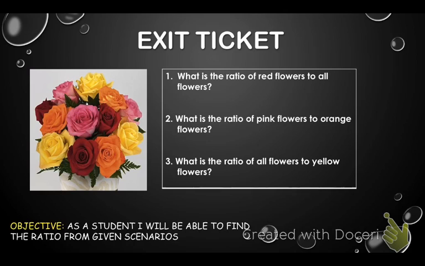Moving on. This is your exit ticket. I want you to write them in all 3 ways. That means using a colon, using the word to, and finally writing them as a fraction. We want to know what is the ratio of red flowers to all, what is the ratio of pink flowers to orange, and finally what is the ratio of all flowers to yellow flowers. What I do need you to do is make sure that they are simplified. Good luck. We're out.